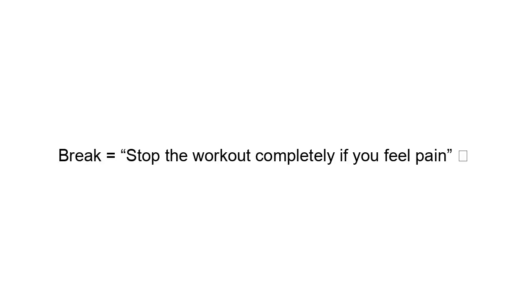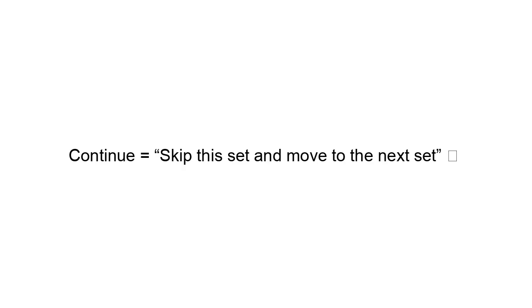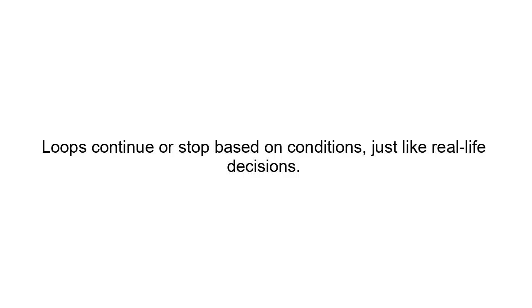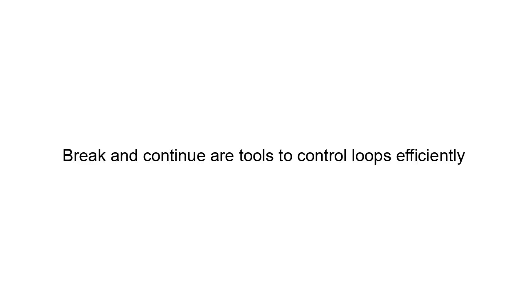Real-life analogy. Break equals stop the workout completely if you feel pain, like a stop sign. Continue equals skip this set and move to the next set, like the next track button. Loops continue or stop based on conditions, just like real-life decisions.